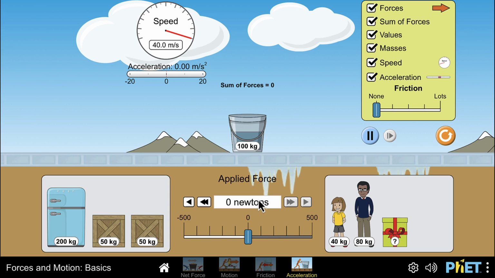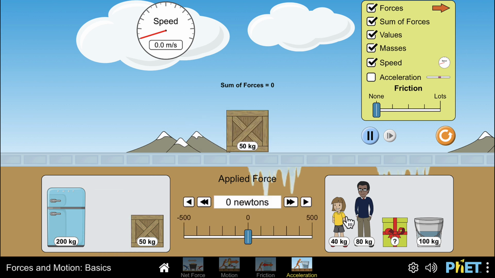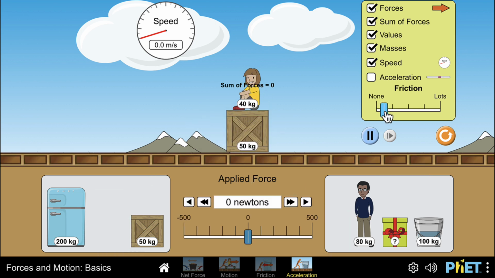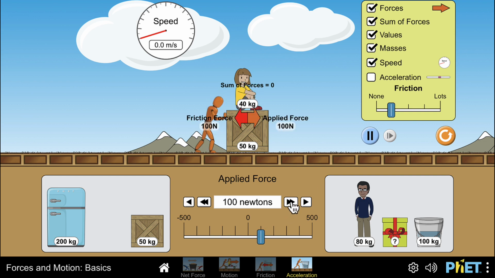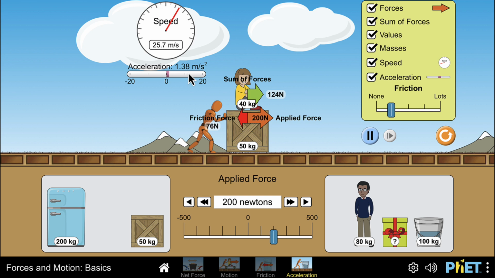What you could do to test yourself is hide the acceleration first, then choose the object you like. Also, you can add friction if you want to make it more challenging. Then make your force. So 276, 124, what is my acceleration? Divide 124, that's the net force, by 90. You should get 1 point something. Calculate and then check. If it's the same answer, you are on the right track.